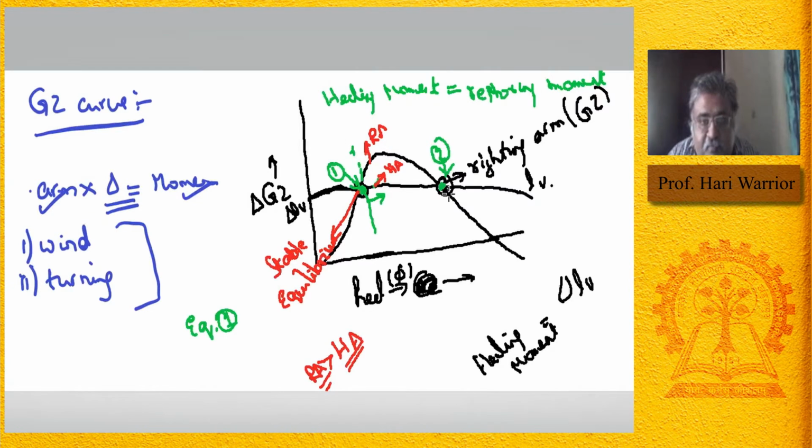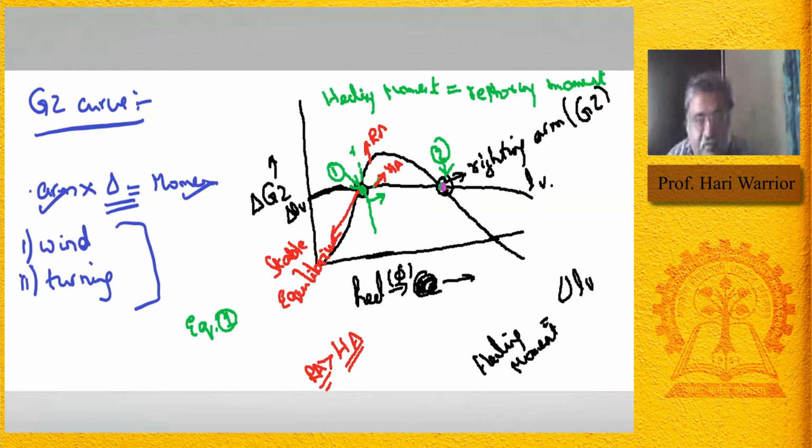Okay, this point. Now at this point also, you see that the heeling arm is equal to the righting arm again. Therefore, this is also a point of equilibrium. But why did I say this is the point of unstable equilibrium? Stable equilibrium means as the heel increases, means the ship heels more, it tends to come back. So it is stable equilibrium.